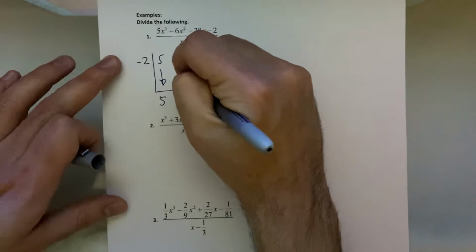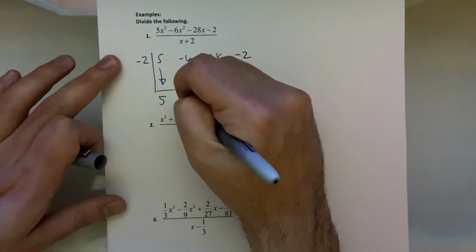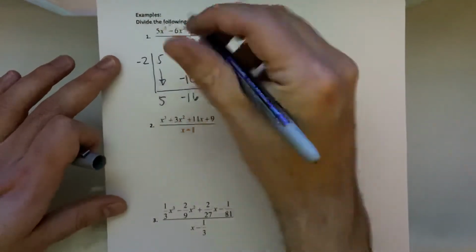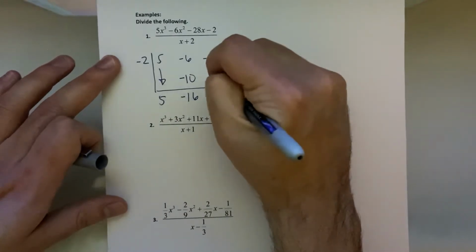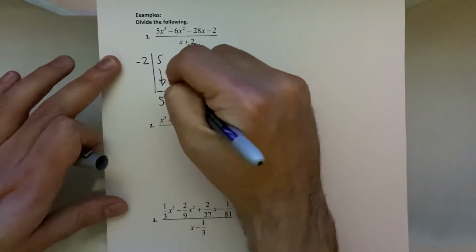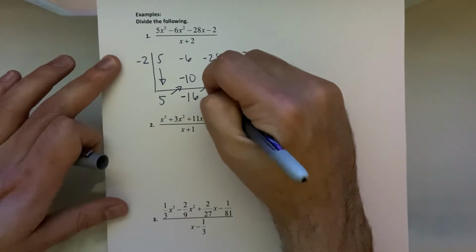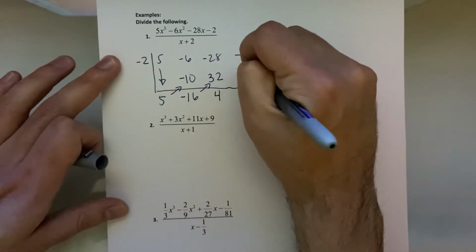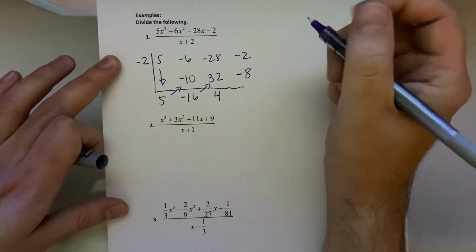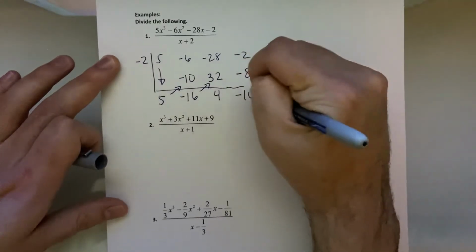5 comes down. 5 times negative 2 is negative 10. You add going down to get negative 16. Negative 16 times negative 2 is 32. Add going down, you get 4. 4 times negative 2 is negative 8. Negative 2 plus negative 8 is negative 10.